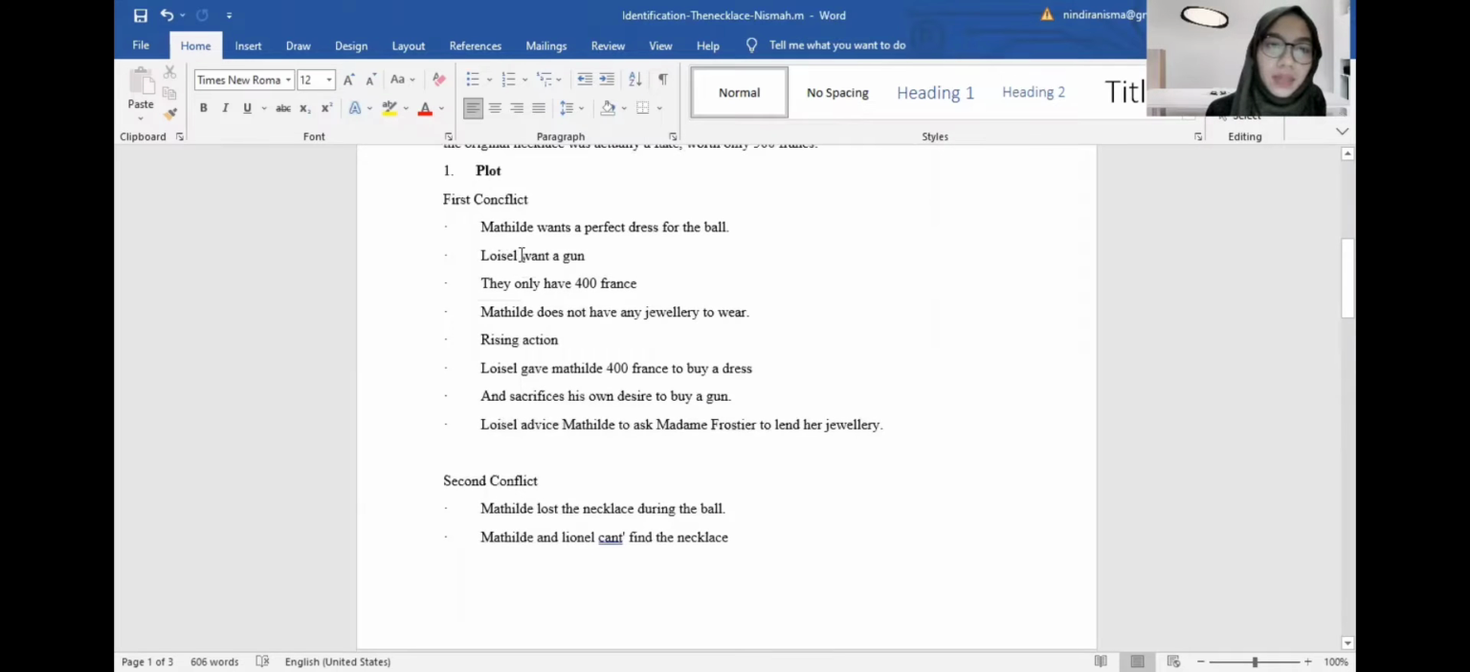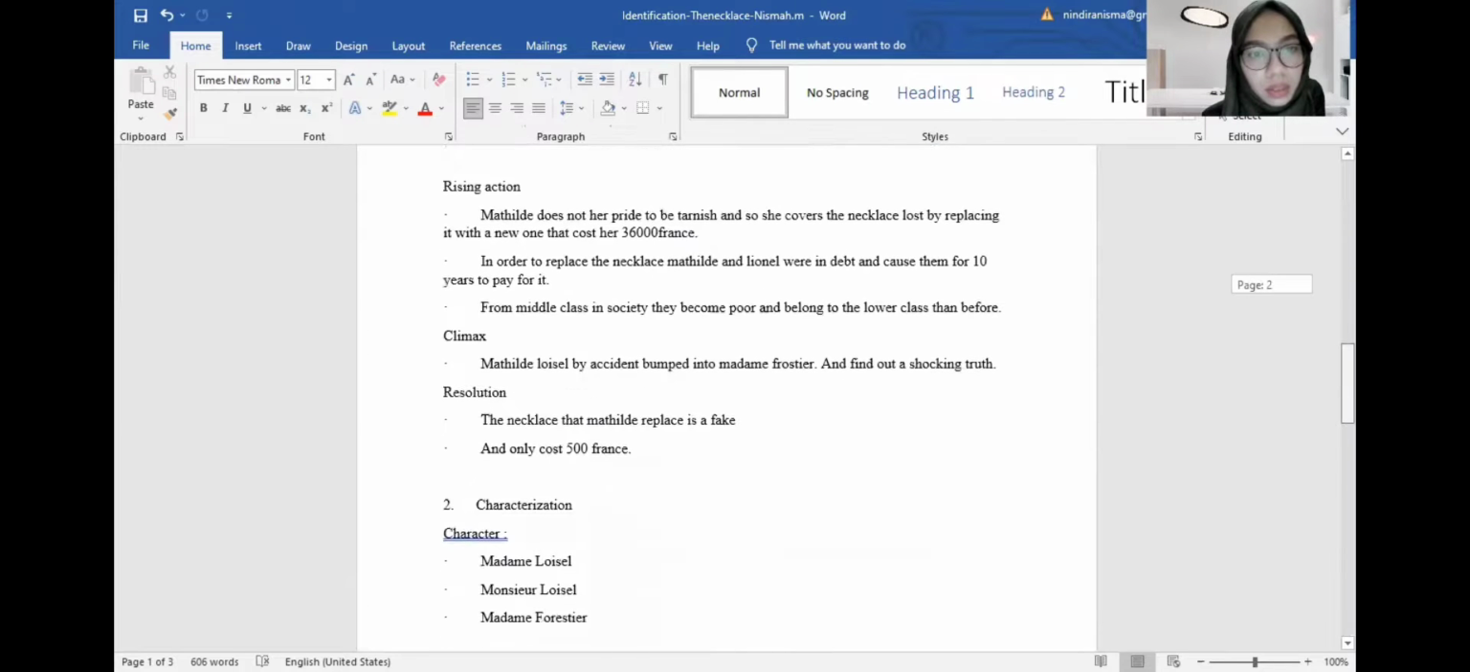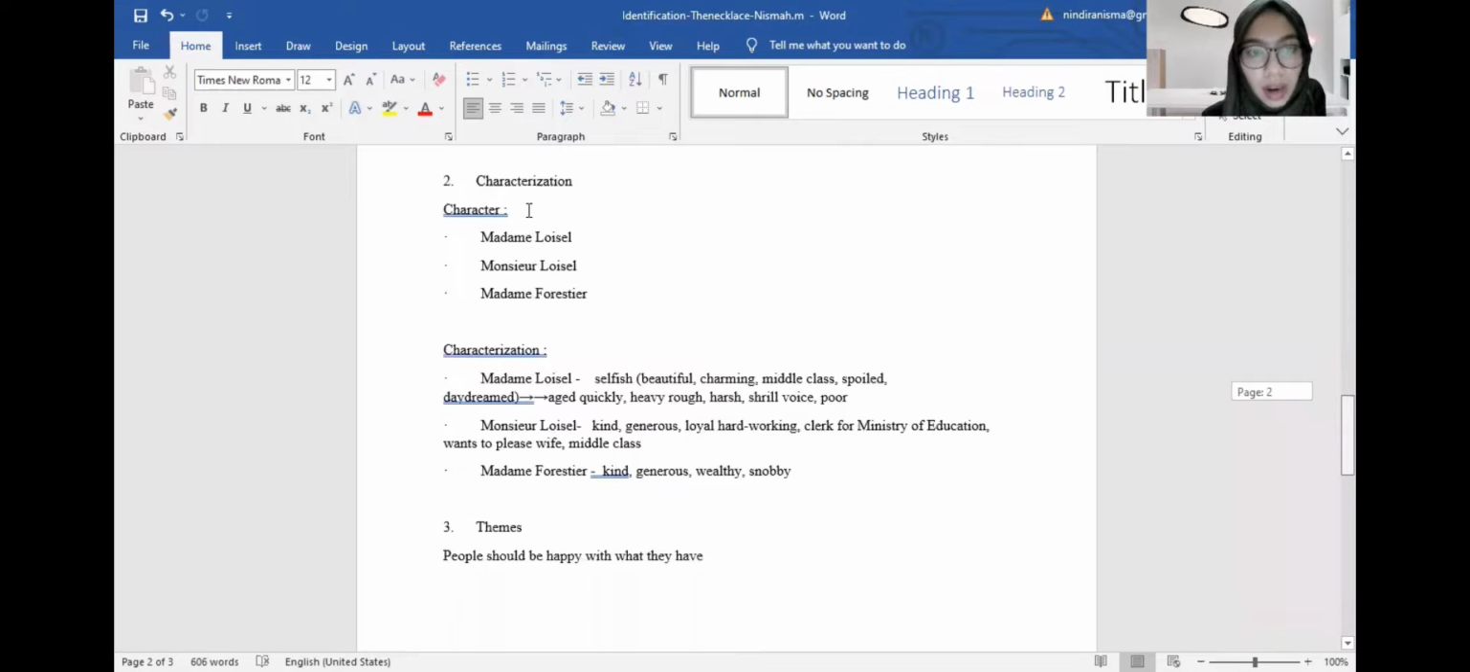The first conflict is Mathilde wants a perfect dress for the ball, Loisel wants a gun, and they only have... and this is the rising action, and this is the second conflict, and this is the rising action, this is still a rising action, and this is the climax, and this is the resolution. And for the characterization, there are 3 characters.